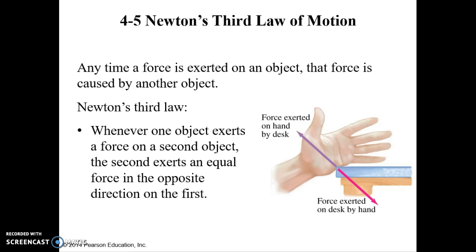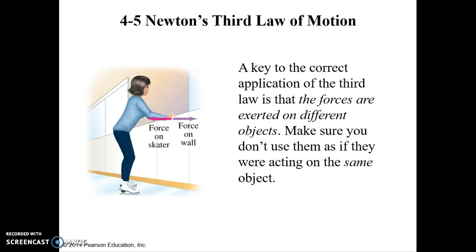All right, now on to Newton's third law. Any force exerted on an object has an equal and opposite reaction. So if you punch a wall, the force into the wall will be the same amount of force the wall exerts on your fist, but in the opposite direction. Keep in mind, when thinking about the third law, the forces are on different objects, not on the same object. So in this example, there's a force on the wall caused by the skater and the force on the skater caused by the wall.